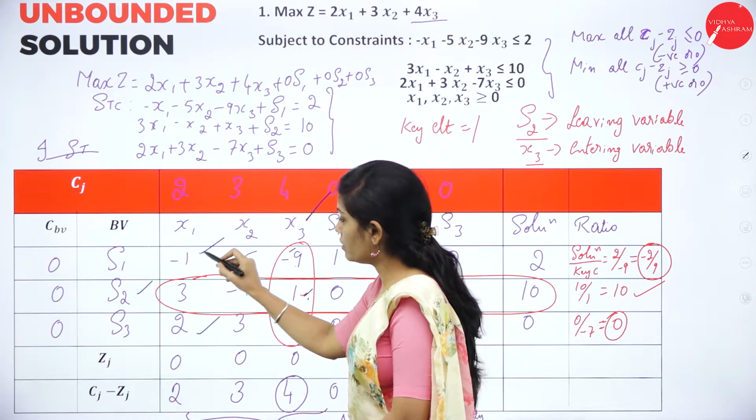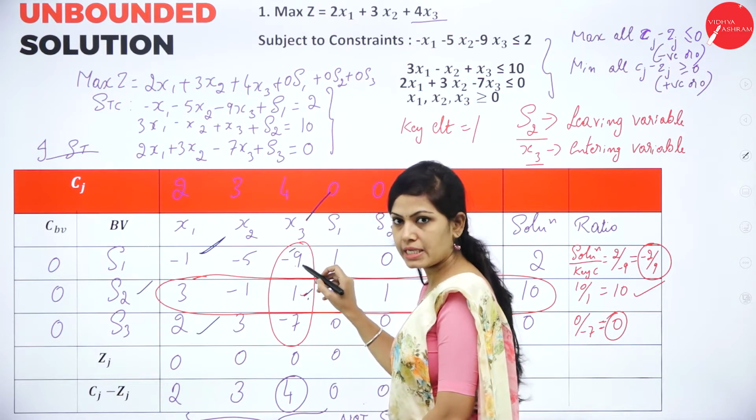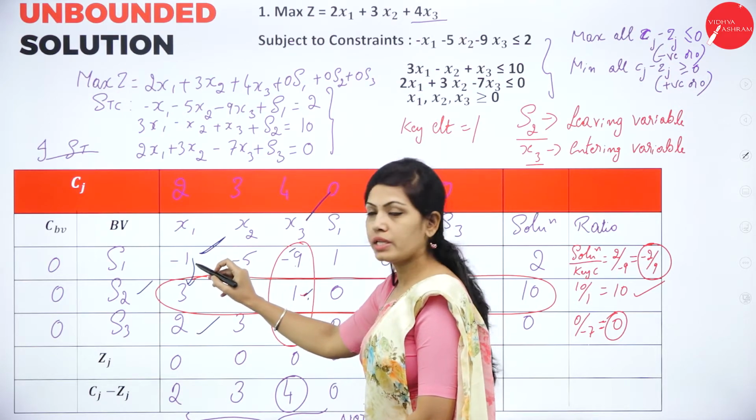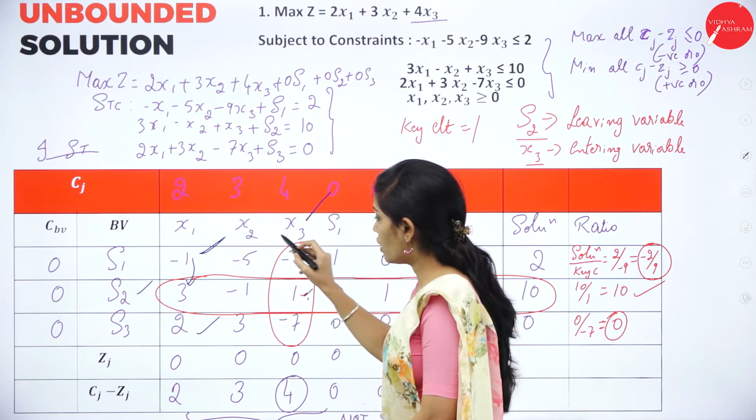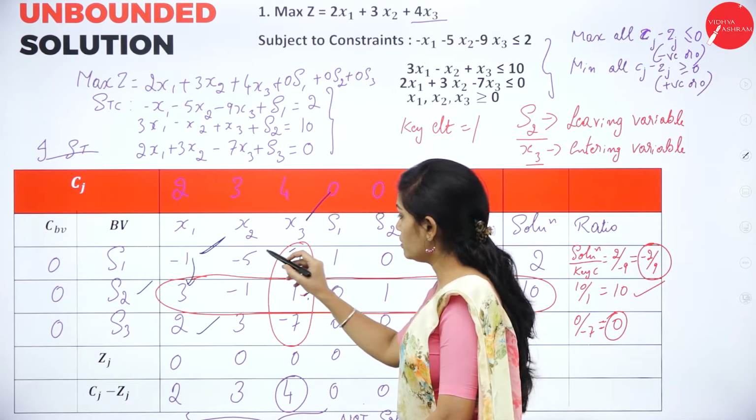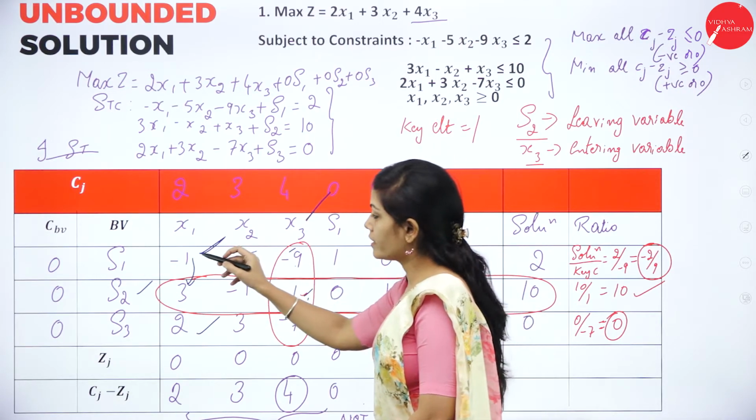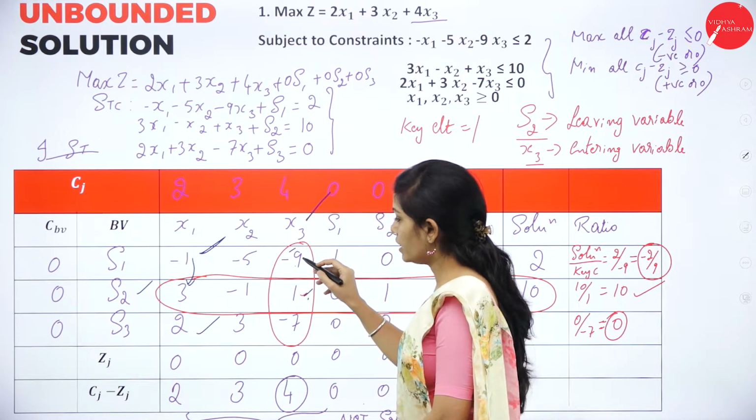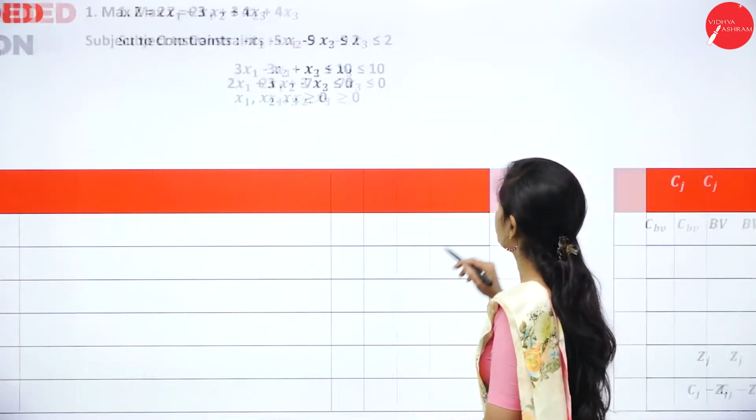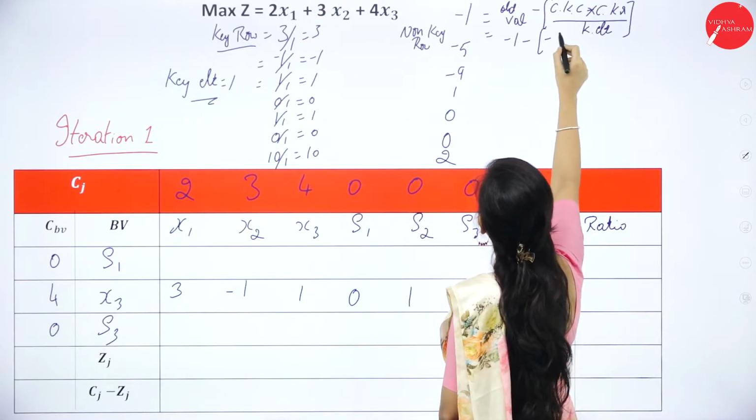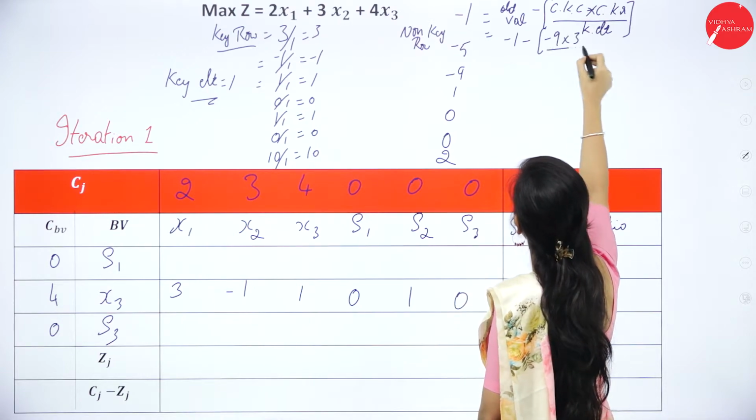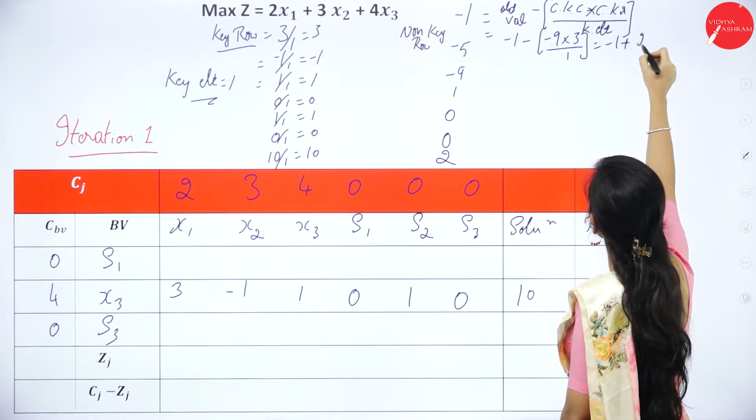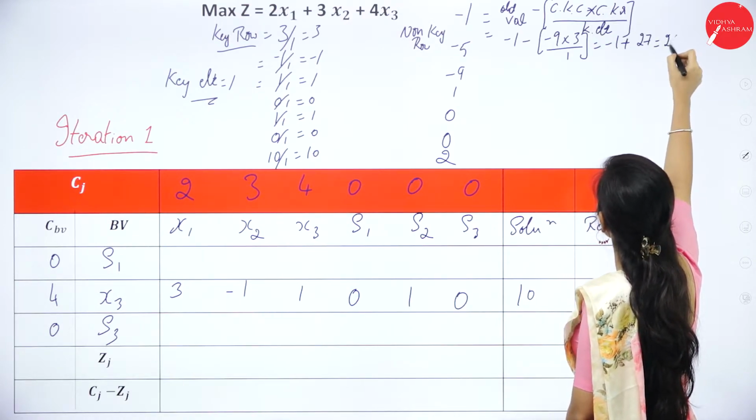First value is minus 1. Corresponding key column is minus 9 and corresponding key row is 3. I'll repeat. Minus 1 is my old value. Corresponding key column is minus 9. Minus 9 is common to all the non-key rows and corresponding key row is 3. Minus 1 minus 9 into 3 divided by 1. Minus 1 plus 27. So it is 26.